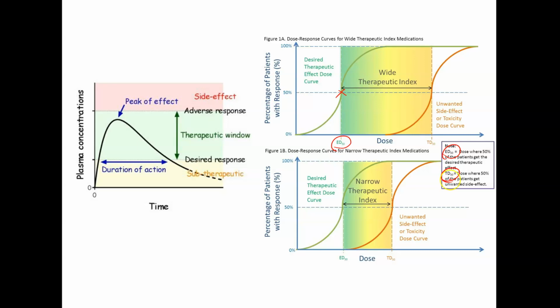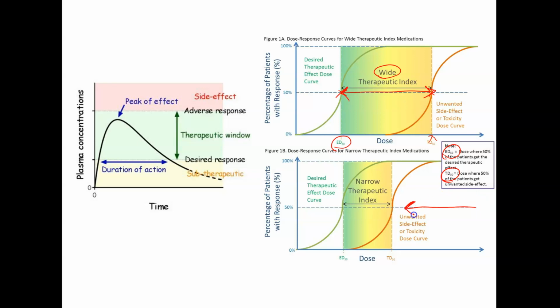On the other hand, we have the TD50, which I believe stands for toxic dose. Toxic dose 50, where 50% of the patients have an unwanted side effect. So again, we want those values to be as far apart as possible. So we want a big therapeutic index, or in this case, if we're graphing it, we want a wide therapeutic index.